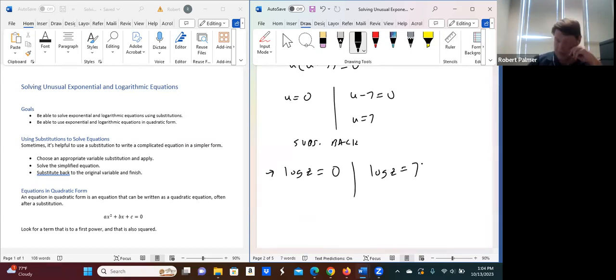Now, the way to solve this, you don't have to do a full solution if you recognize that log is going to be 0 when x is 1. But what we can do to get rid of the log is put both sides, in both cases, to a base of 10, since this is log base 10.